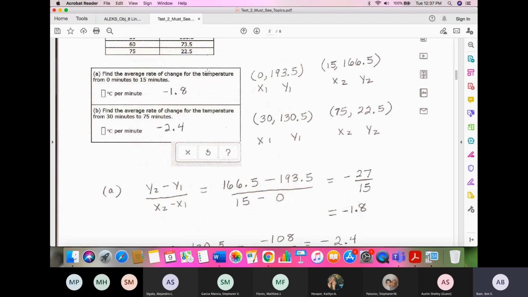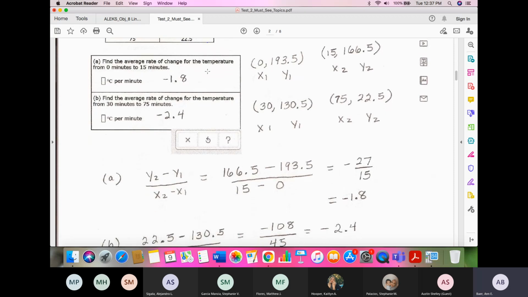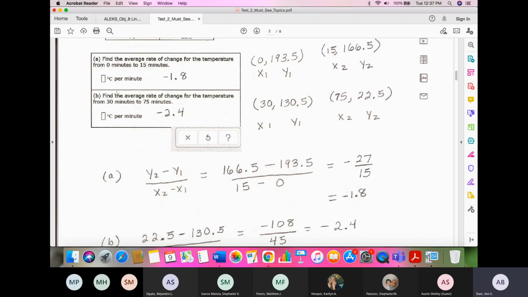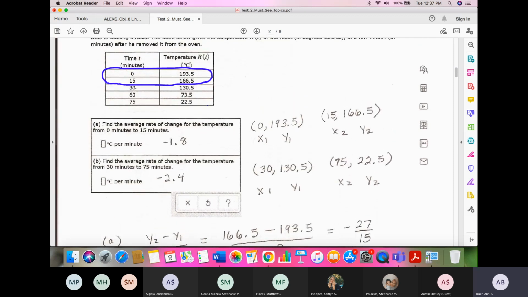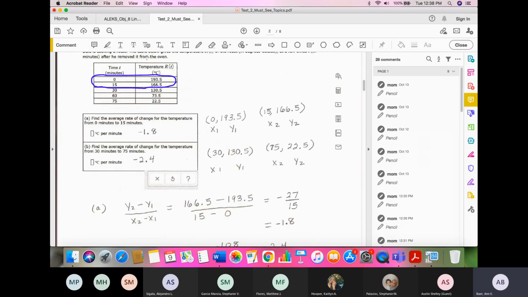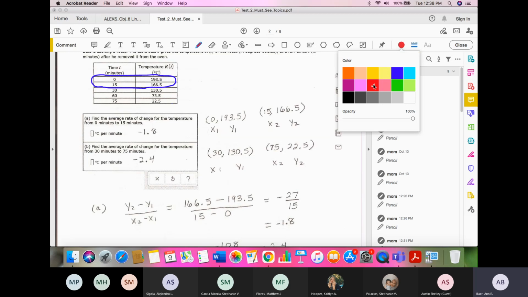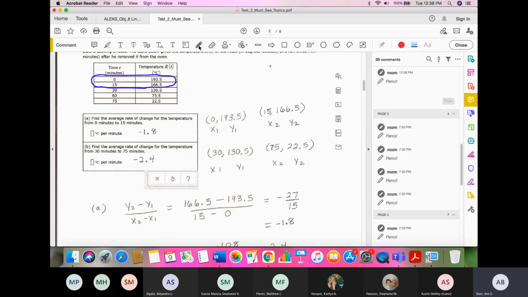So the next one, part B, it's all about identifying where 30 minutes is and 75 minutes is. So 30 minutes is right here. 75 minutes is right here. So this time the numbers aren't consecutive. So let's circle these numbers. So I think maybe I'd like to switch the color here. Let's do the red and let's look.